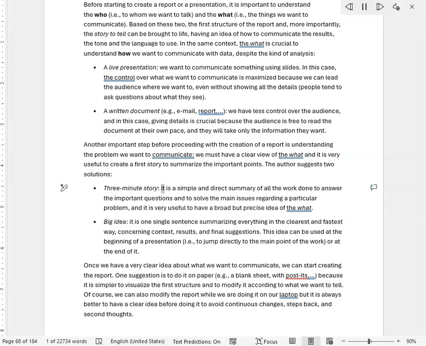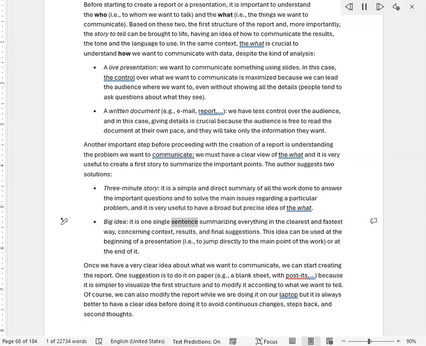3-minute story. It is a simple and direct summary of all the work done to answer the important questions and to solve the main issues regarding a particular problem, and it is very useful to have a broad but precise idea of the what. Big idea.